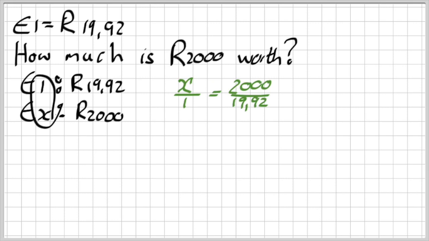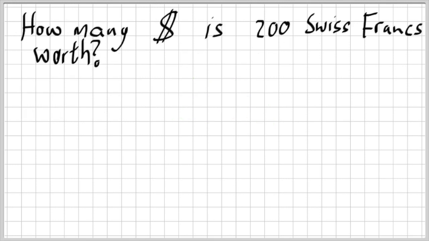The beautiful thing is, on the left-hand side, I've got x over 1. And on the right-hand side, if I calculate that, it means that 2,000 Rand is worth 100,40 euros. Simple and as easy as that. Again, if you use your intuition and your reasoning and just say 2,000 divided by 19,92, perfect. But our reasoning doesn't always stand alone when it comes to a sum like this.